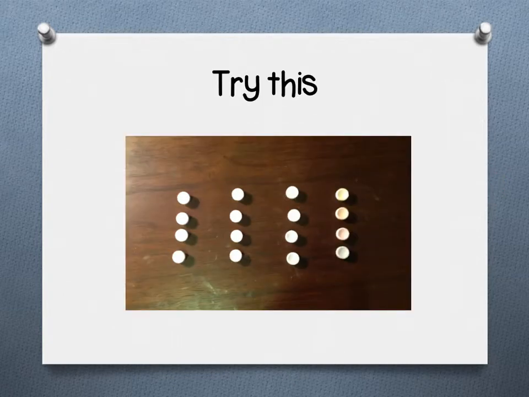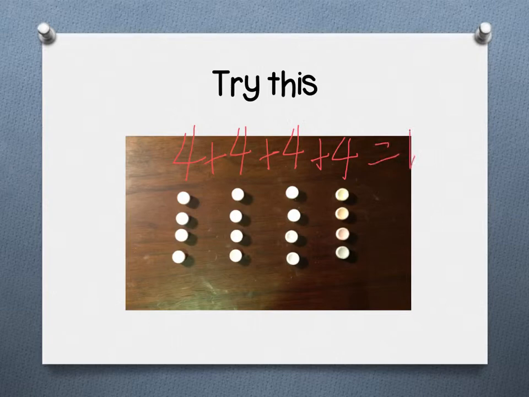Now look at these groups. I have 4, 4, 4, and 4. Let's write that as an addition problem. I would have 4 in this group plus 4 plus 4 plus 4. I know that 4 plus 4 is 8, plus 4 more is 12, plus 4 more is 16. So my answer would be 16.